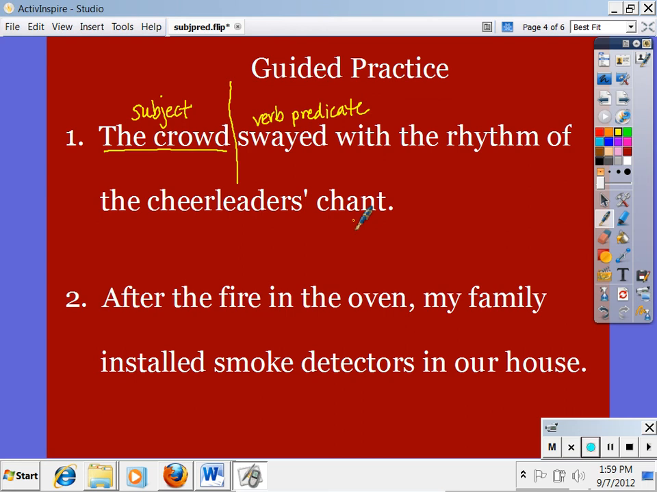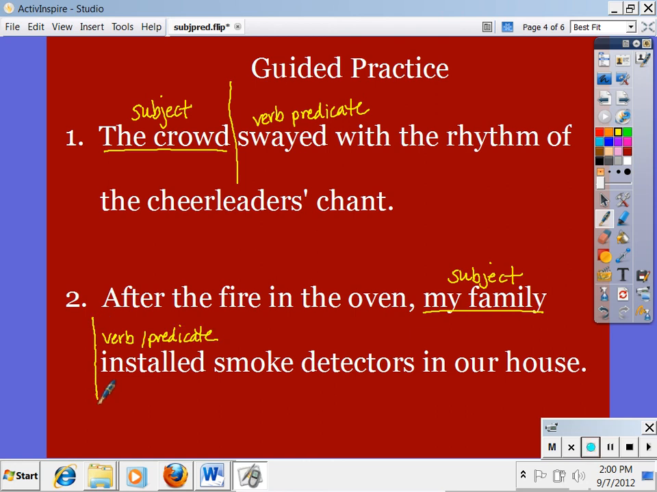Here you have the second example. After the fire in the oven, my family installed smoke detectors in our house. I'm going to search for the subject and the predicate, or the subject and the verb of the sentence. So in this case, my family is the subject. That is who is doing the action of installing. So here is the verb or the predicate. Again, I'm just going to draw a line before that predicate to separate it.